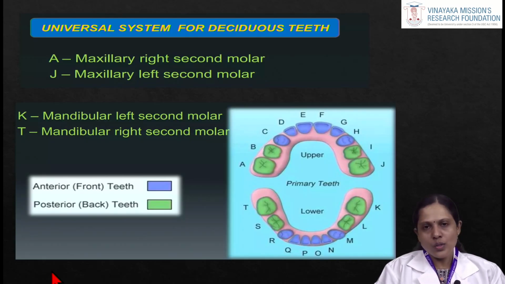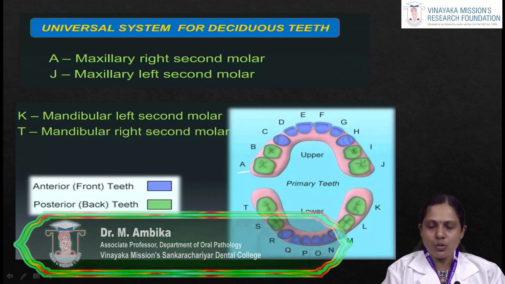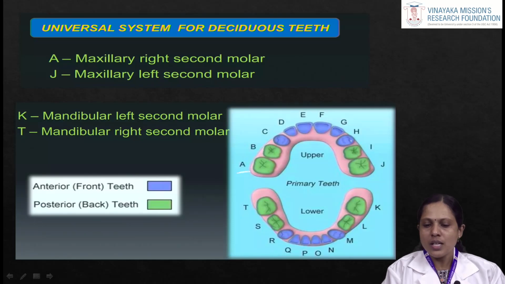As I told you, capital letters are used for primary dentition. It usually starts from the right side, the maxillary right quadrant, and the alphabet goes from A through J. So A, B, C, D, E. In each quadrant 5 teeth are present. So A, B, C, D, E, and it continues to the left quadrant F, G, H, I, J. So in the maxilla A to J. Followed by the mandible, it continues from the mandibular left second molar.